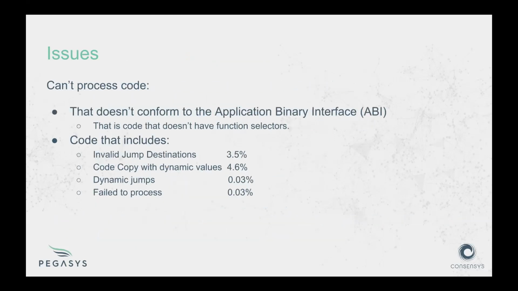So there are a few issues with this technique. If a code doesn't support the ABI, that is, it doesn't have function selectors, then it can't be processed. And unfortunately, I didn't put the percentage there for that, but I believe that is in the order of about 5 to 10%. So that's one issue. Another issue is that there is code out there that's got invalid jump destinations. And as well, there are some code copies that use dynamic parameters, so it's hard to work out what it's actually copying. There are dynamic jumps as well. And for some of the contracts, the processing has failed, and we need to investigate exactly what's happened. But for some reason or other, the static analysis hasn't worked on them. And I think I know what the issue is.